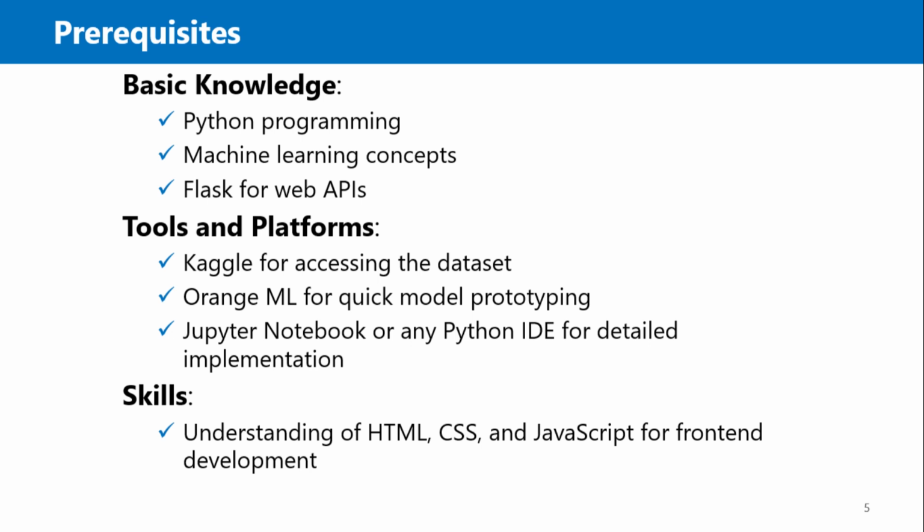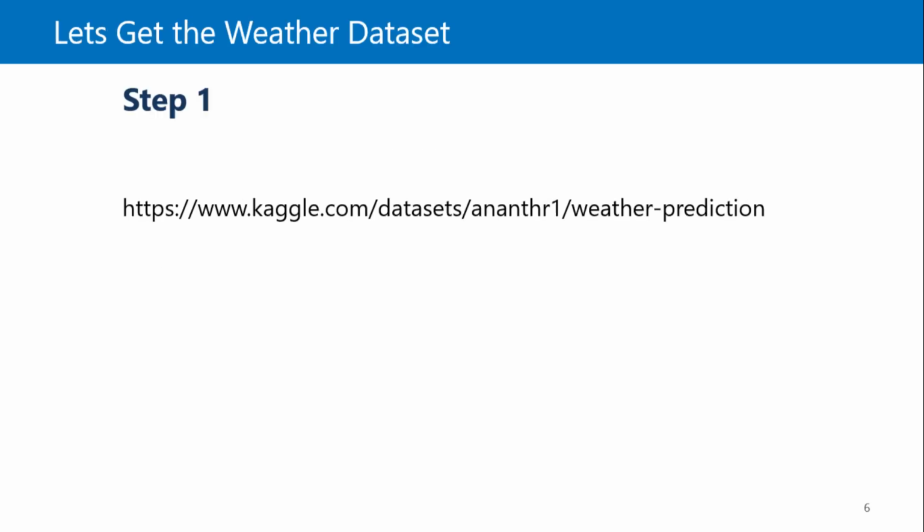In terms of tools and platforms, we will be using Kaggle to download the dataset, OrangeML for quick model prototyping, Jupyter Notebooks or any other Python IDE for code development and implementation. Additionally, having skills in HTML, CSS, and JavaScript for front-end development, and the ability to handle preprocessing and feature scaling will also be beneficial.